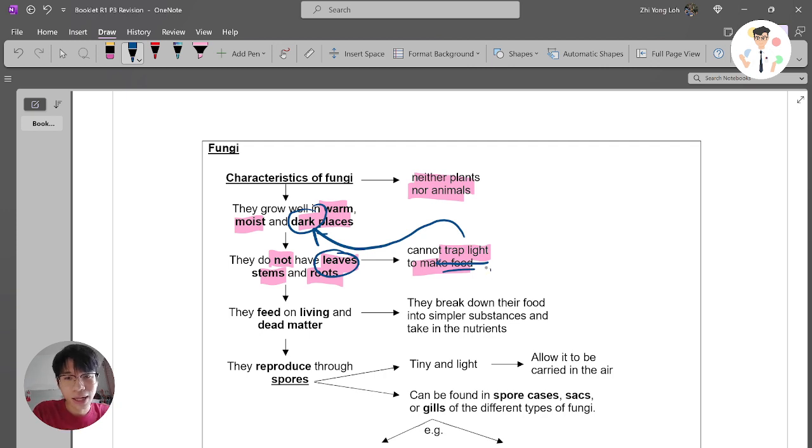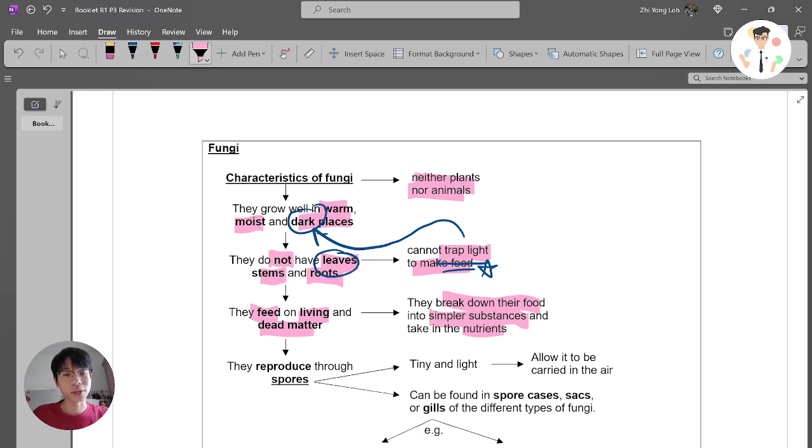And because it can't make food, then how does it eat? Because fungi cannot move from place to place. Then how can it eat food? So basically they feed on living and dead matter, okay? They break down their food into simpler substances and take in the nutrients, okay?